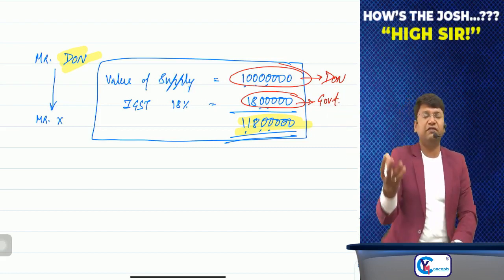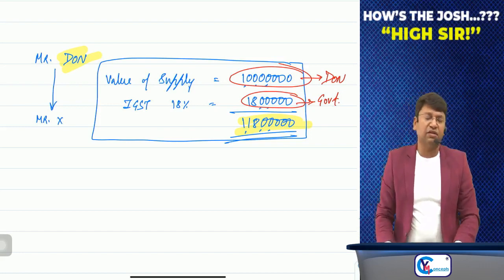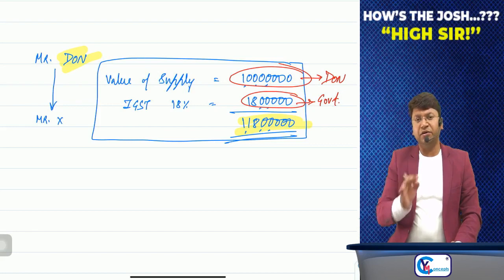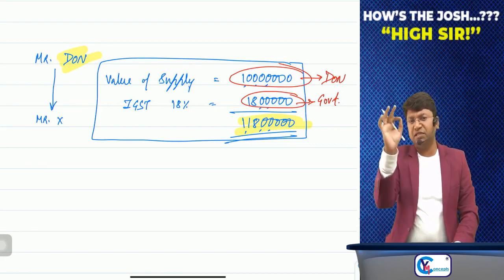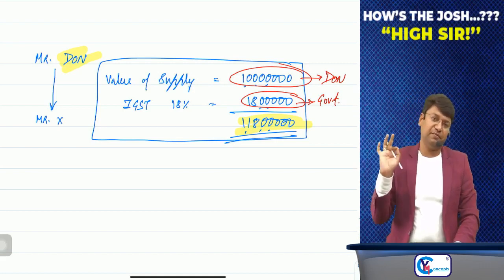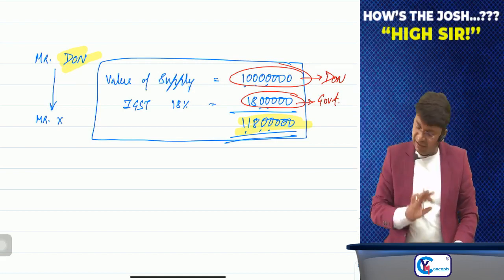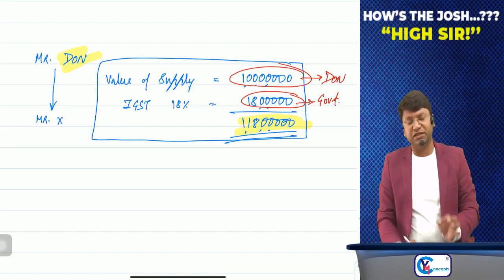So there were some practical difficulties to recover the amount of tax from the supplier of services or goods. That's why government introduced reverse charge mechanism, and there the recipient is made liable to pay tax directly to the government. That's why it is called reverse charge mechanism, because the system is reversed in this case. Clear? This is section number 9, subsection 3.